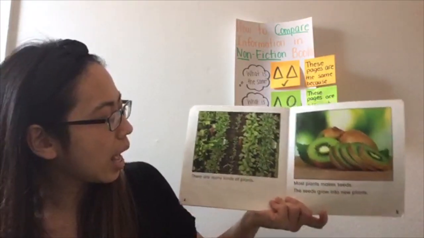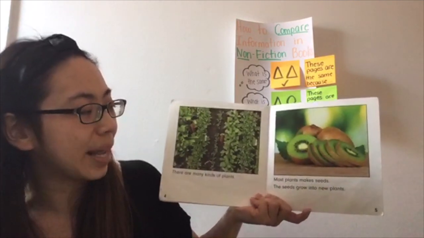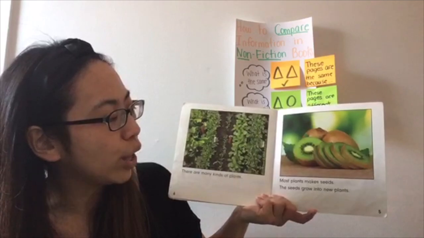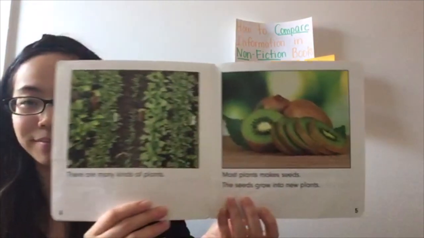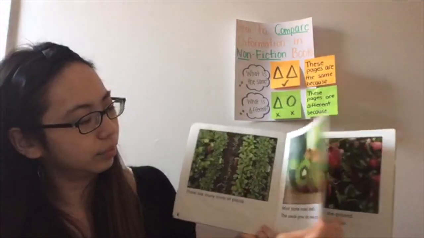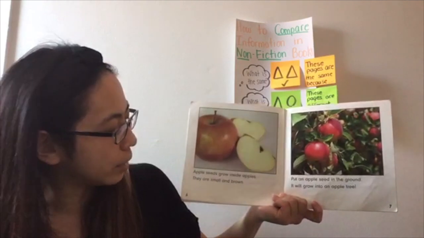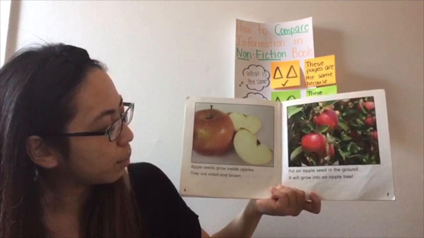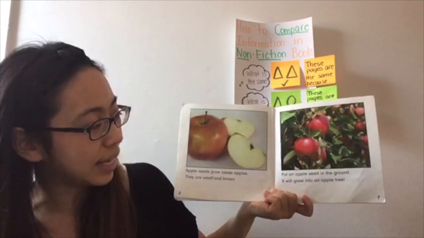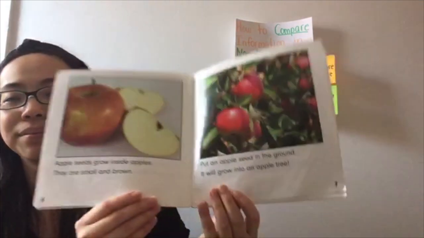There are many kinds of plants. Most plants make seeds. The seeds grow into new plants. Apple seeds grow inside apples. They are small and brown. Put an apple seed in the ground. It will grow into an apple tree.